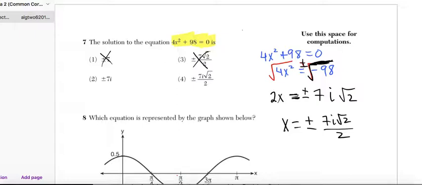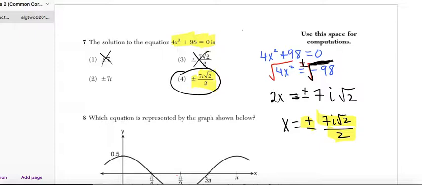Positive and negative 7i radical 2 all over 2. Again, positive and negative 7i radical 2 all over 2. All right? So that's how we could do it by hand.